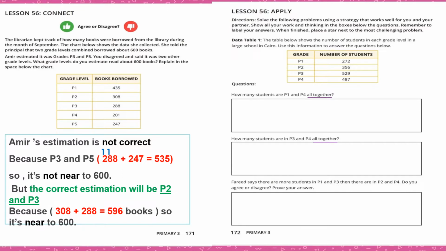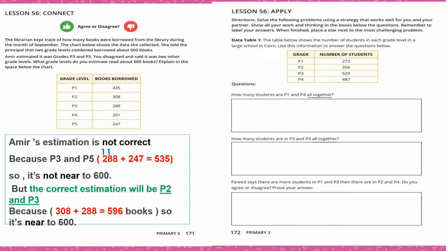But the correct estimation will be primary 2 and primary 3. Why? Let's find the sum of them. 308 from the table up. Primary 2 has 308 books. Primary 3 also has 288 books from the table up. Okay, let's find the sum.